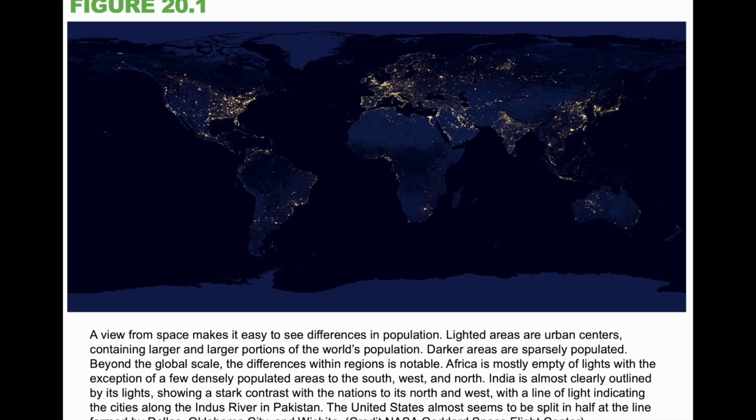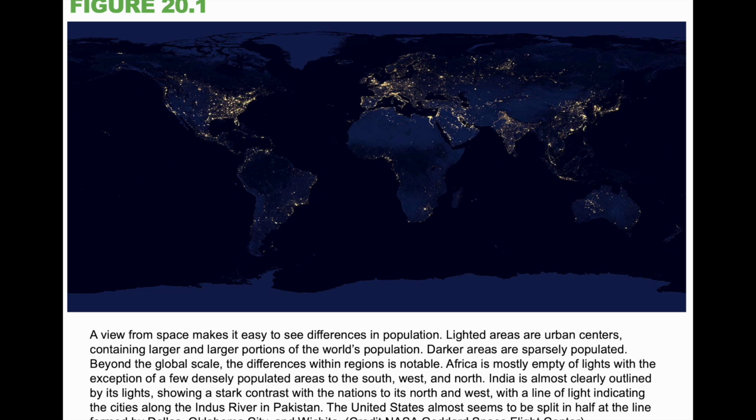Figure 20.1. A view from space makes it easy to see differences in population. Lighted areas are urban centers, containing larger and larger portions of the world's population. Darker areas are sparsely populated. Beyond the global scale, the differences within regions is notable.